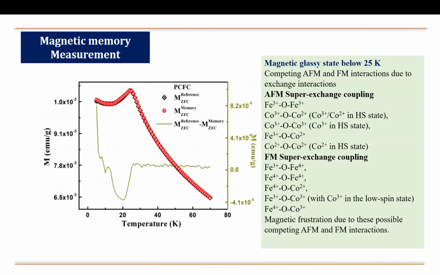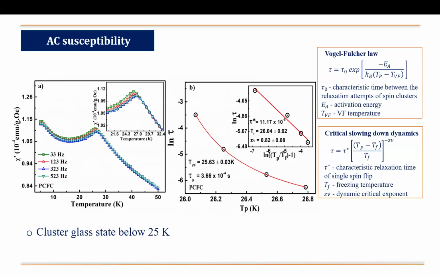Yeah, in cluster glass state, there will be interactions among the spins. That's why we call it a cluster glass. In a spin glass, there is no such interaction between the spins, and the relaxation time will be different. So it comes under a different range in the Vogel-Fulcher law and critical slowing down dynamics models. Based on this relaxation time value, we could say that it comes under the category of cluster glass.